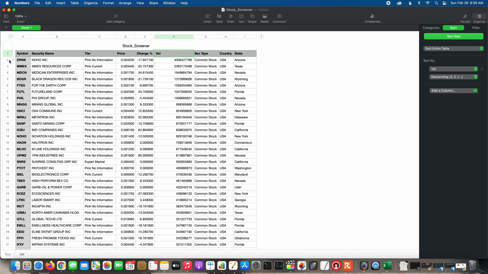But what I can do here is look at volume. This particular one right here had the most volume on that day. And you can see the percentage change. It went down 17.647100%. And then this particular ticker right here was the third most volume active for that day, and it increased by 34.615%.